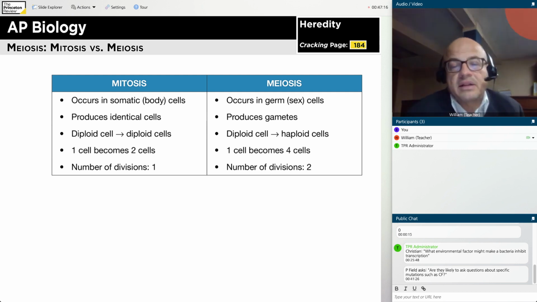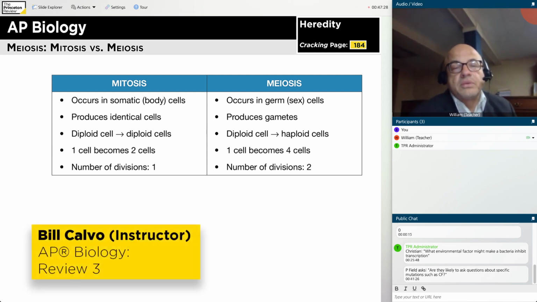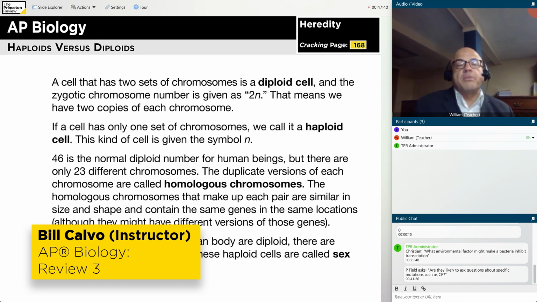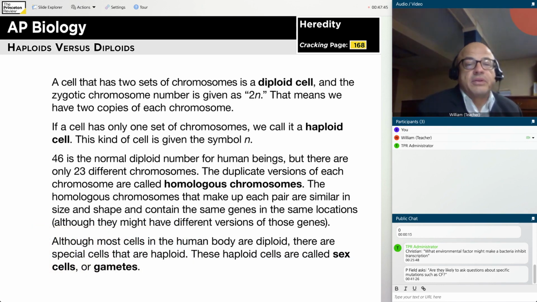These are the details that are useful that you could note, maybe in a sentence or two, as you work through a specific free response question that they're going to give you. So noting the differences between these two is very important. I highlight this: mitotic errors can occur because of nondisjunction, so you're not going to separate appropriately. And again, you're either going to have a diploid or you're going to have a discussion of a haploid, so make sure you understand that.